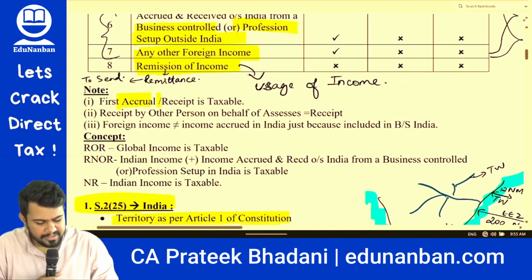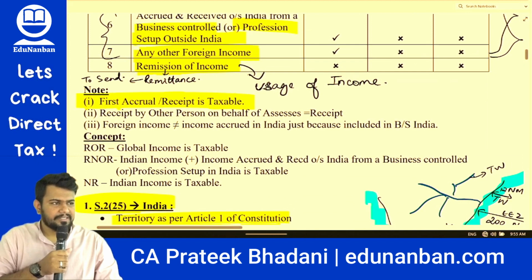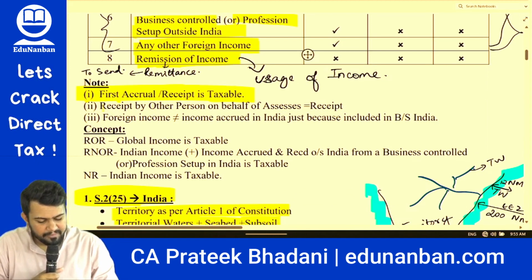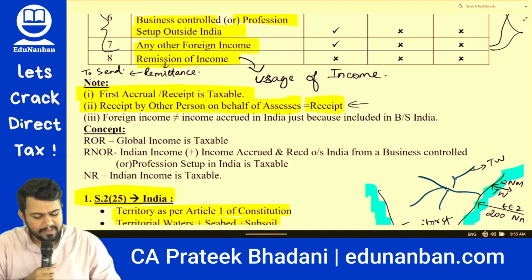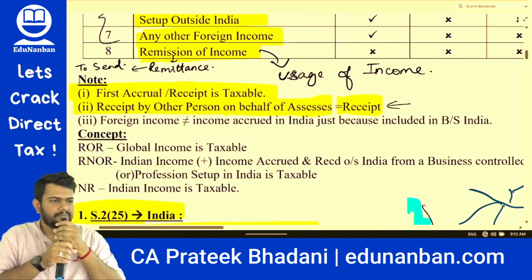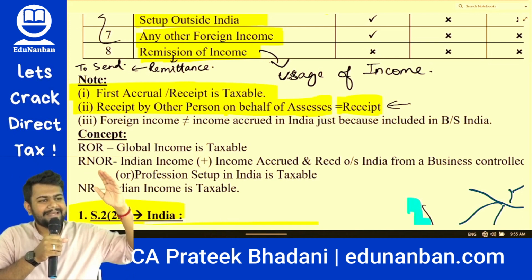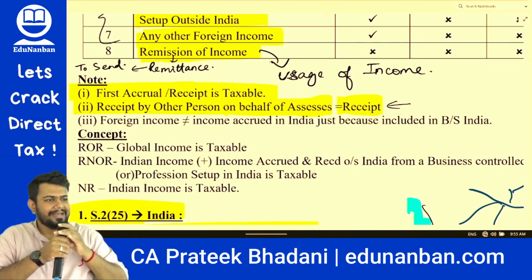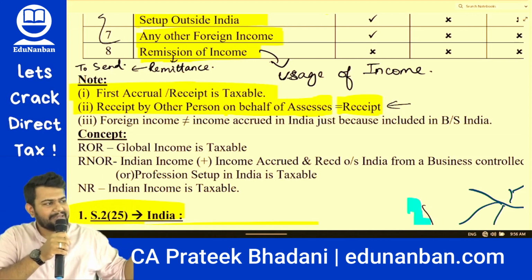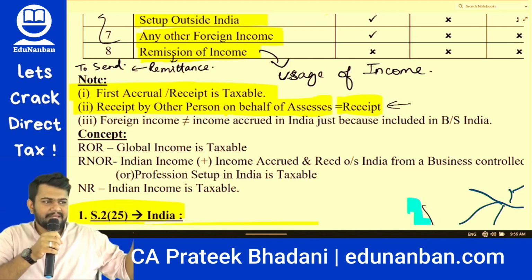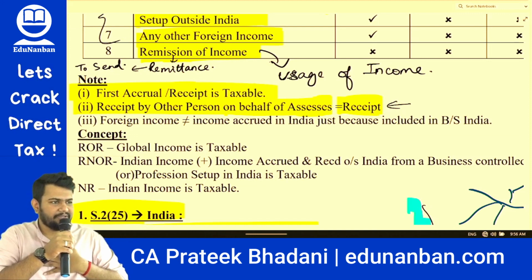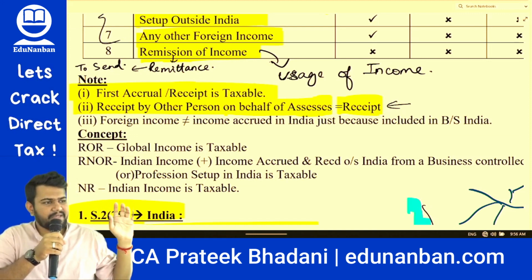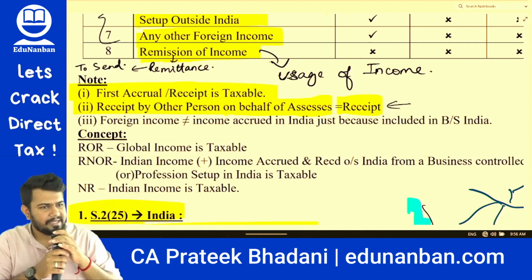Then in case of accrual or receipt, you have to see the first accrual or receipt. And the next point, receipt by another person on behalf of the assessee will also be considered as receipt. Now listen very carefully. For example, if I am earning some income, and I ask my employer to directly send the money to my mother. Let's say I am working in USA. I am directly asking my employer to send money to my mother who is in India. In such case, my mother is receiving money. On behalf of whom she is receiving the money? On behalf of me only. Hence, the first time the money is received in India, it will be taxable in India since it is income received in India.